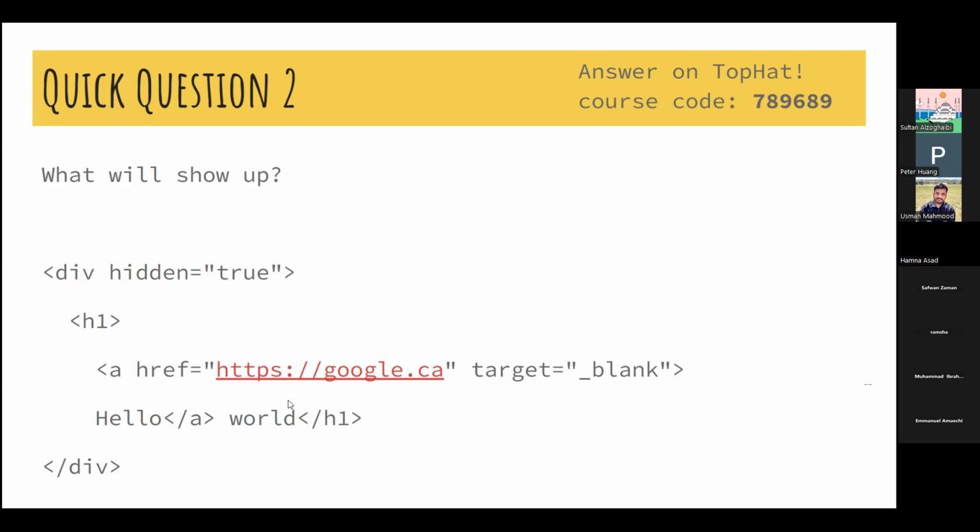Okay. So if you see on the div, hidden equals true, that means it wouldn't actually show up at all. So that's why E is also correct. That means the whole thing is hidden. B is not correct because the world is not in the anchor. World is actually outside, so it wouldn't link anywhere if you click on world only. Okay, let's move on.